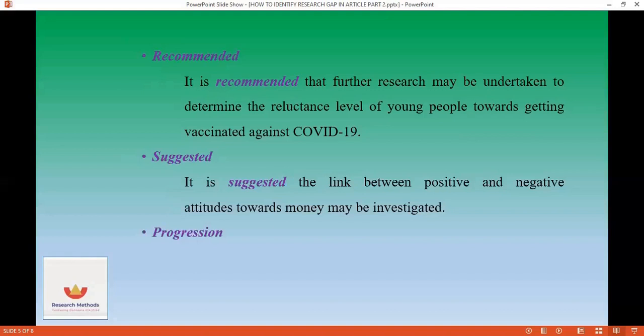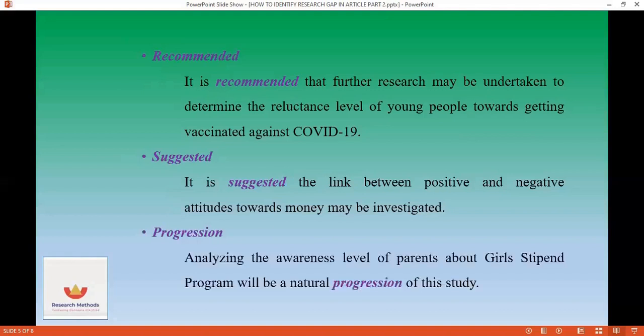Sometimes the word "progression" is also used to report about a research gap. And its example may look like: analyzing the awareness level of parents about girls' stipend program will be a natural progression of this study. Here you can see that the word progression is recommending that this research may be extended by analyzing the awareness level of parents about girls' stipend program.